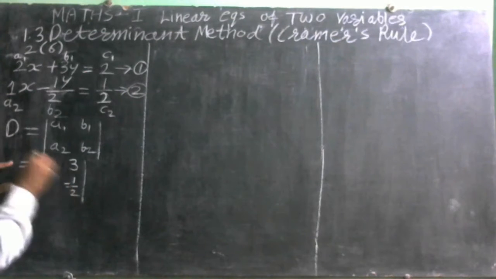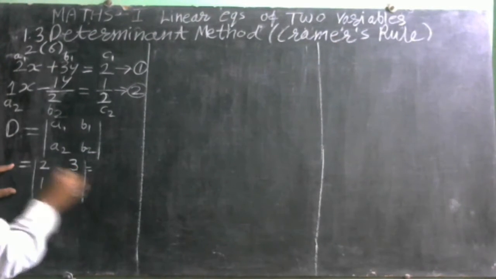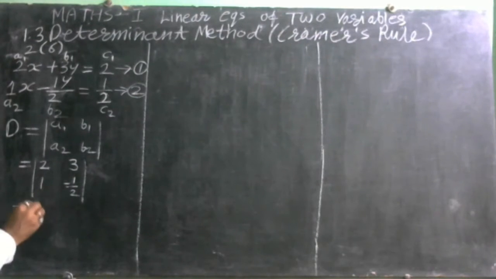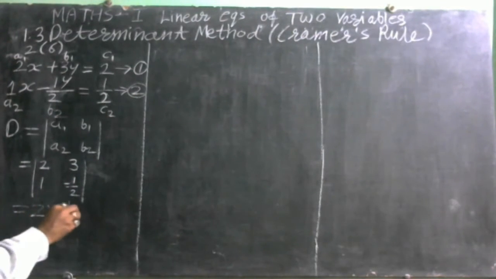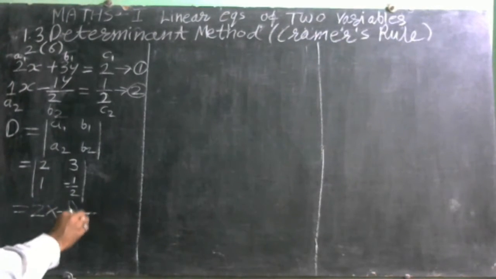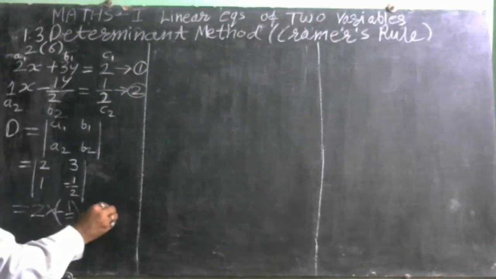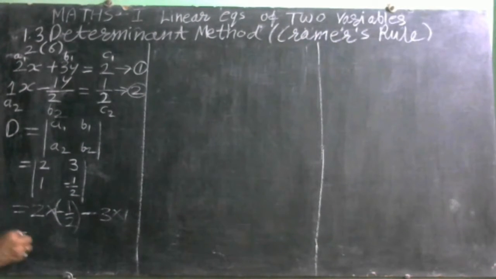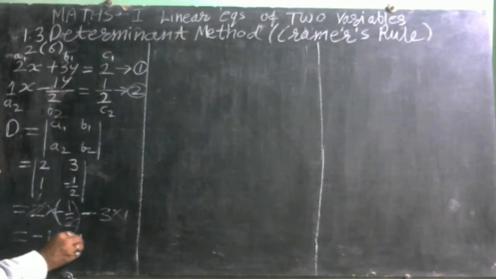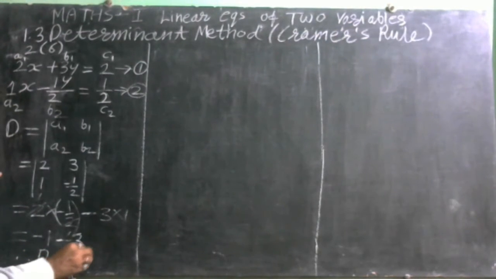Now we have to cross multiply. That means we can write here 2 multiplied by minus 1 upon 2, minus 3 multiplied by 1. That means 2 ones are 2, 2 ones are 2, that means minus 1. 3 ones are 3, that is minus 3. So therefore the value of D equal to minus 4.